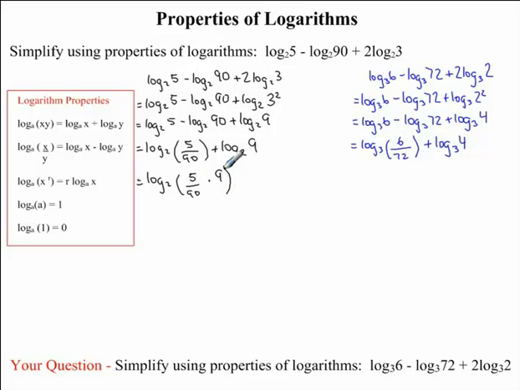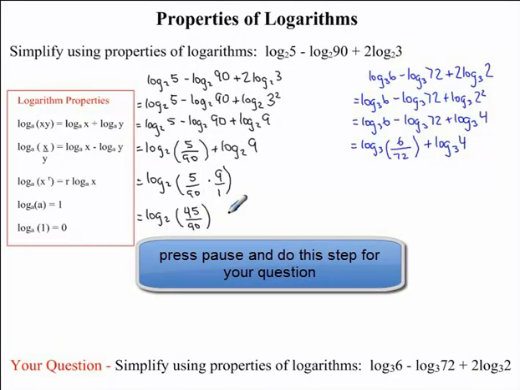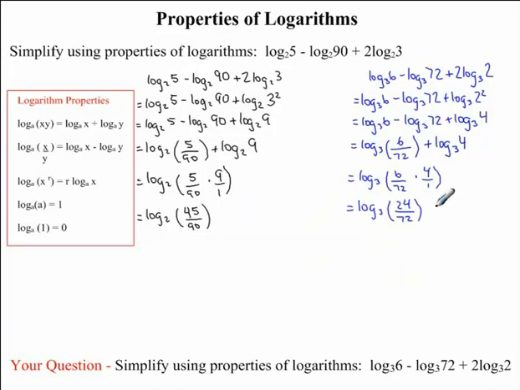So now we're going to simplify what's inside our brackets. We're going to be multiplying fractions. So 9 can be rewritten as 9 over 1. This is a fraction. And when multiplying fractions, we're going to simply multiply the numerators and multiply the denominators. So this will be log base 2. We'll have 5 times 9 gives you 45, all over 90 times 1, which is 90. I would now like you to try this step with the question you are given. Here's the answer you should have got.